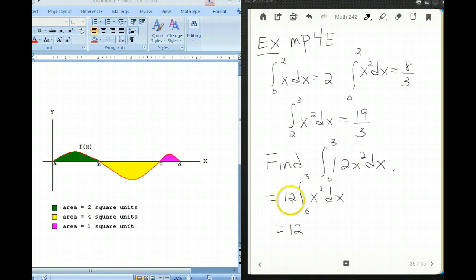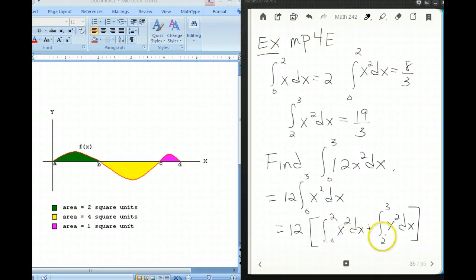So this is 12 times whatever this whole thing is. I'm going to write 12 times the integral 0 to 2 x squared dx plus the integral 2 to 3 x squared dx. That's making use of the additive property, where going from A to B and B to C is the same thing as going from A to C. 0 to 2, 2 to 3 is the same as going 0 to 3. But I actually do know the values of these 2 definite integrals. So this is 12 times the integral 0 to 2 of x squared, which is 8/3, we're told that. And then I add to that the integral 2 to 3 of x squared, which is 19/3.